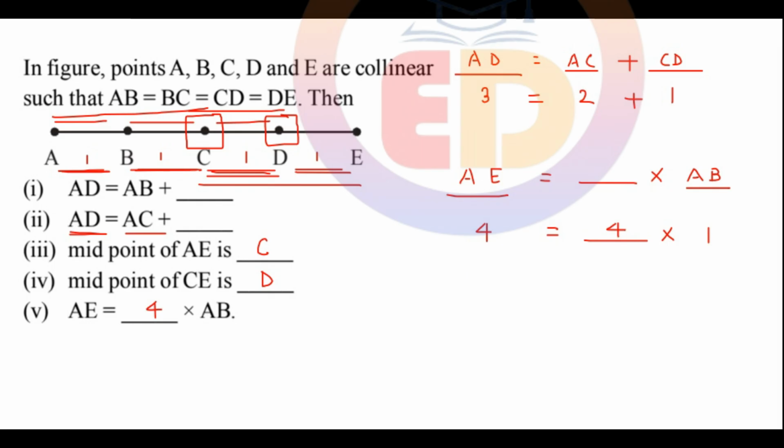Going through all the answers once again: AD is equal to AB plus BD. Second answer, AD is equal to AC plus CD. Midpoint of AE is C, midpoint of CE is D, and AE is equal to 4 multiplied by AB.